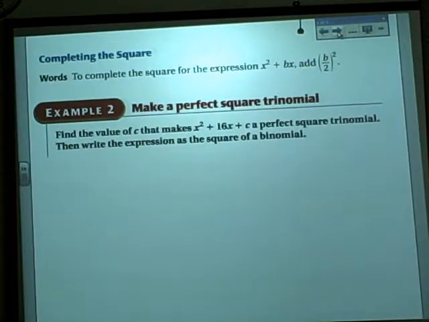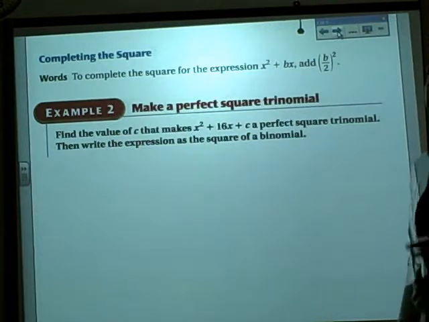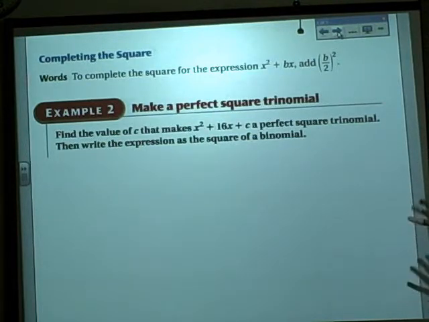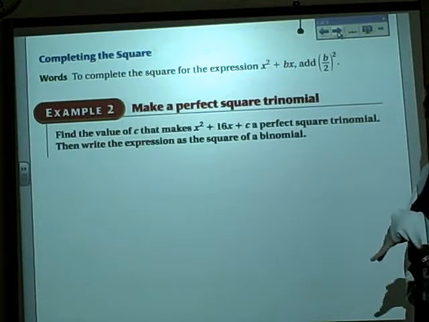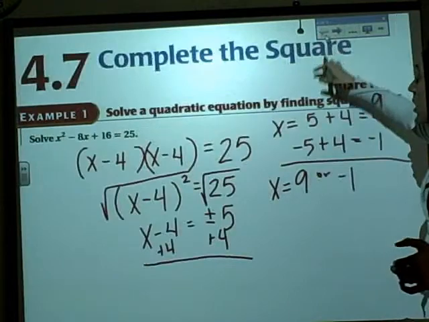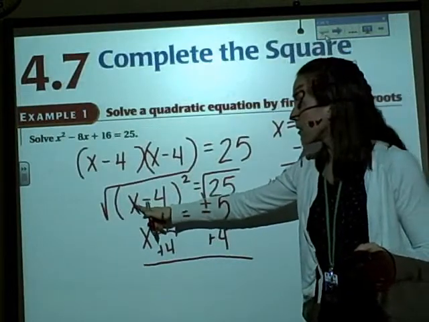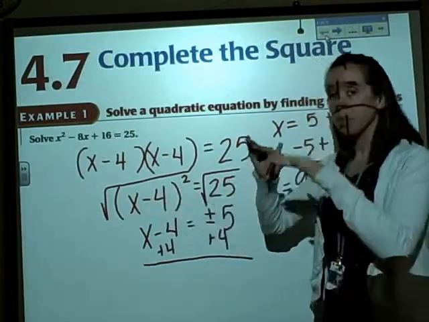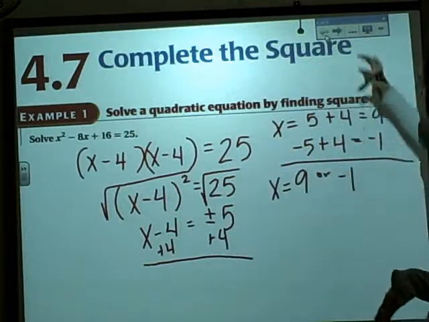So to complete the square, let's say I have a quadratic that is not a perfect square. I would complete the square to make it fit really nicely, so I can rewrite it as the square of a binomial. Right here, this is a binomial. It's two terms squared. That's what I want.